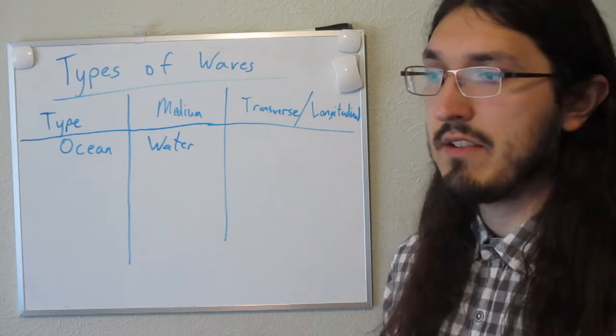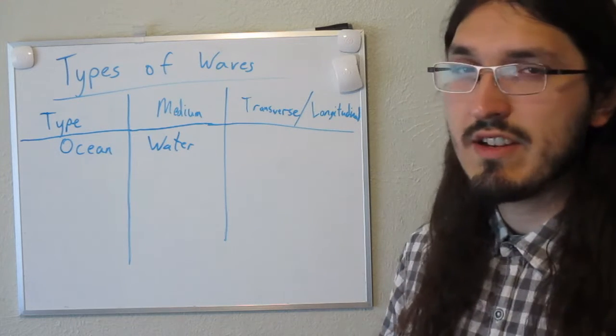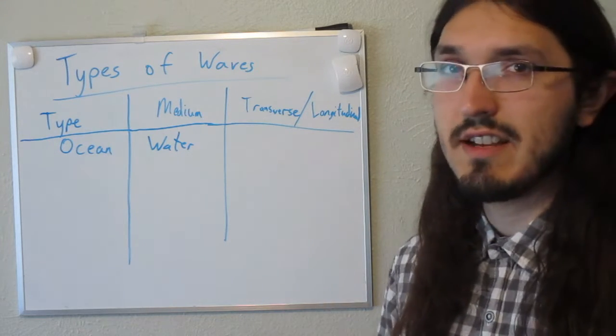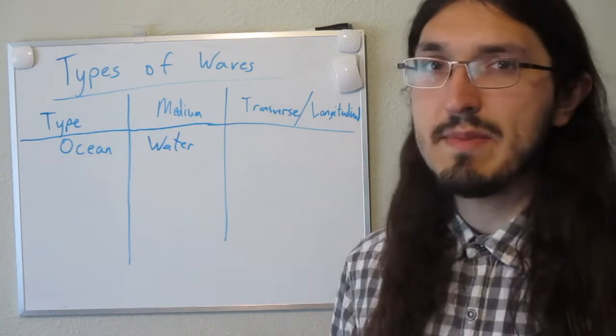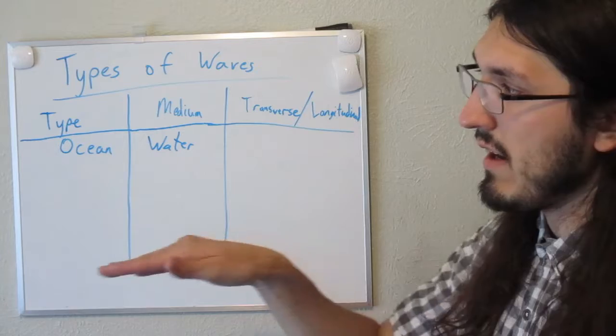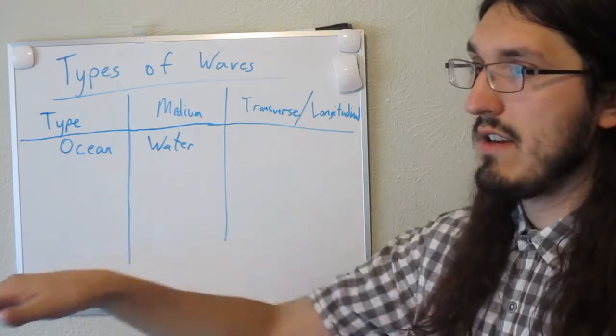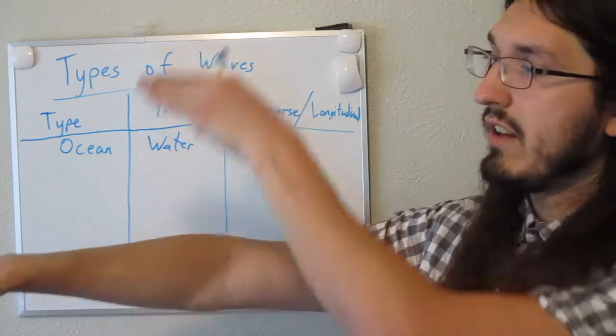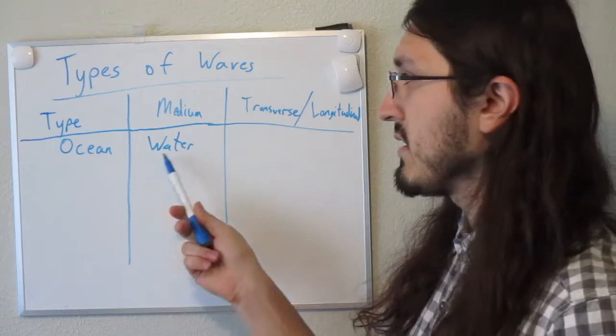I learned in my last video that transverse waves have a propagation that is perpendicular to the oscillations of the wave. And perpendicular just means that they're at 90 degrees from each other. So if the propagation is left and right, the wave is moving left and right, then the oscillations are occurring up and down. And that is the case for an ocean wave, so it's transverse.